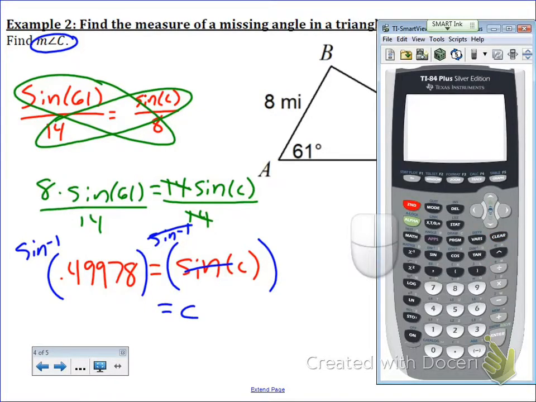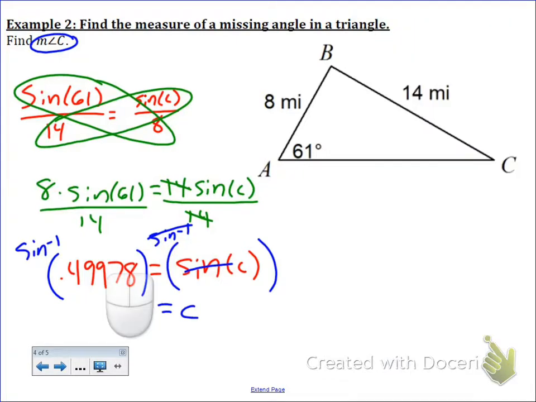So second sine of 0.49978, and that's going to give me approximately 29.99. Remember, this is going to be in degrees. So 29.99 degrees, and this is going to be my answer.